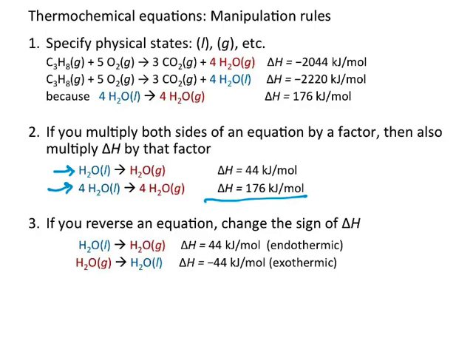Now, if you reverse an equation, then you have to change the sign of delta H. Because if you have an endothermic process, like you have to put heat into water to vaporize it, to boil it, well, the reverse of that is an exothermic process. If you take gaseous steam and condense it into liquid water, this releases a bunch of heat. And so if you reverse an equation, which we often do in working with problems related to Hess's law, then you have to change the sign on delta H.